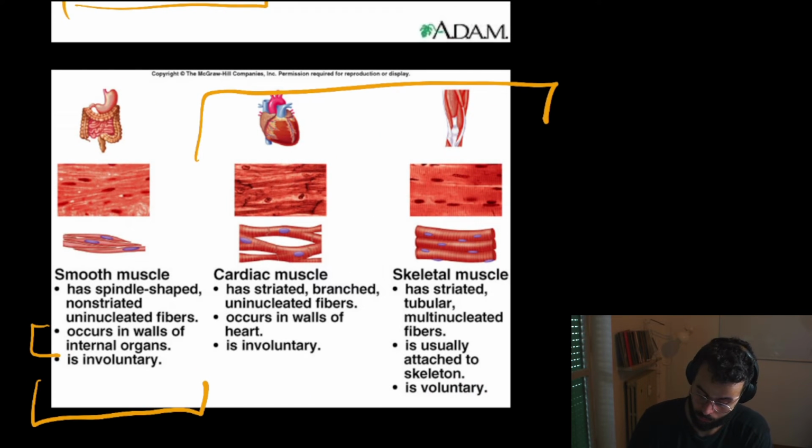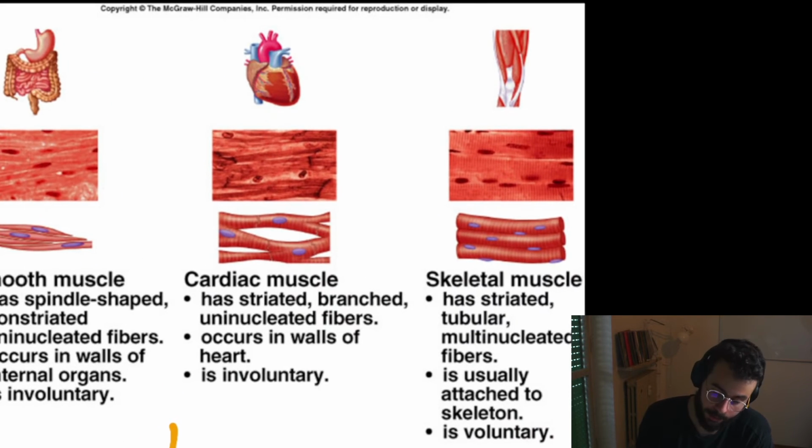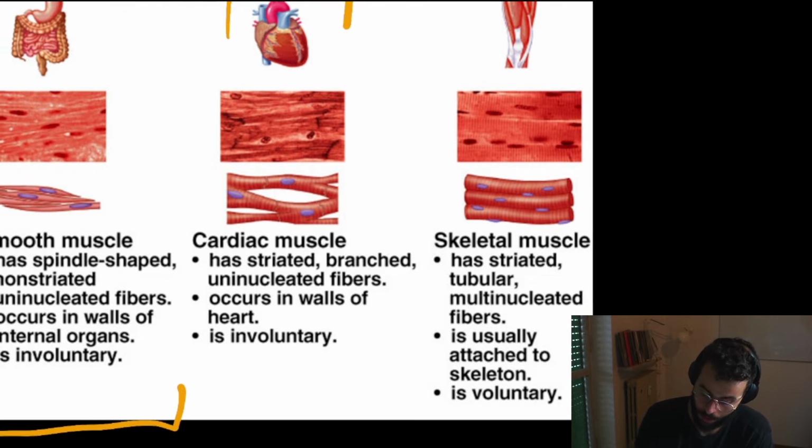The second one would be the cardiac muscle. Cardiac muscle is pretty straightforward. It's the muscle of the heart. And cardiac muscles are striated, branched, and they have single or 2 nuclei inside their fibers.